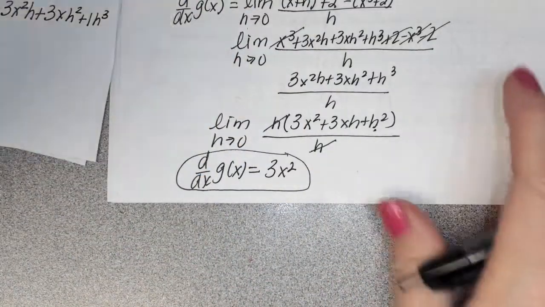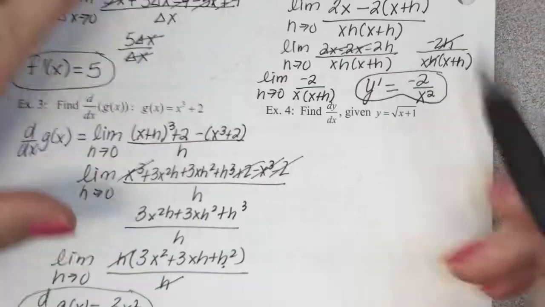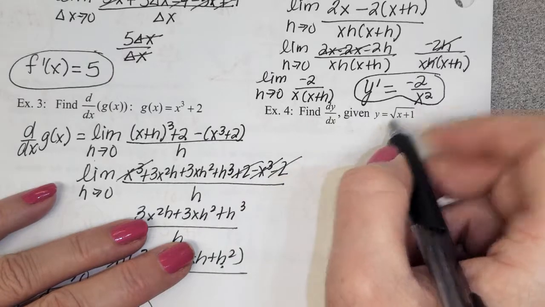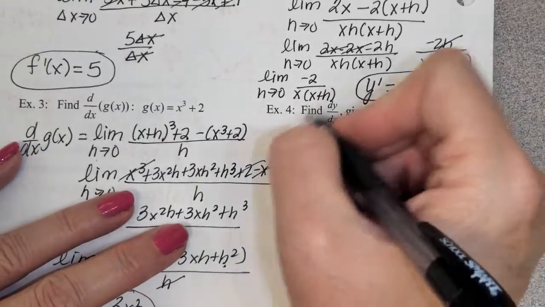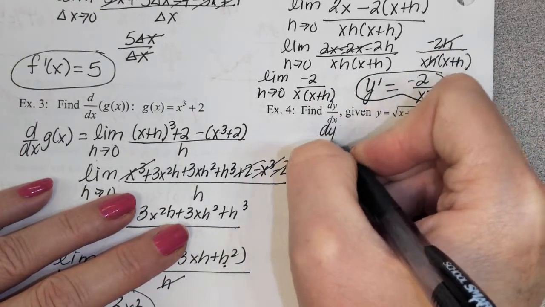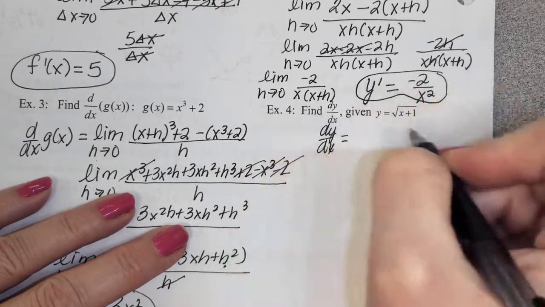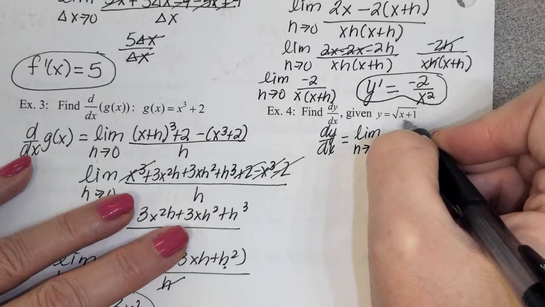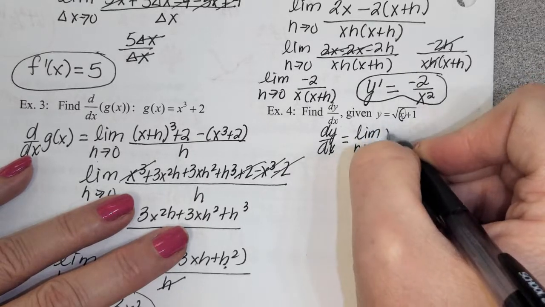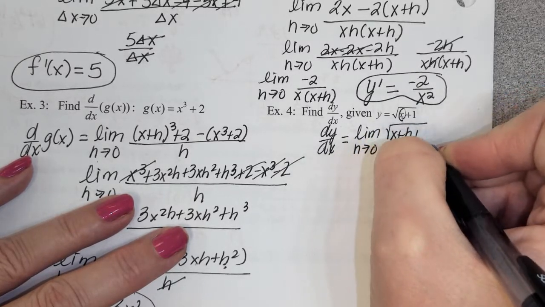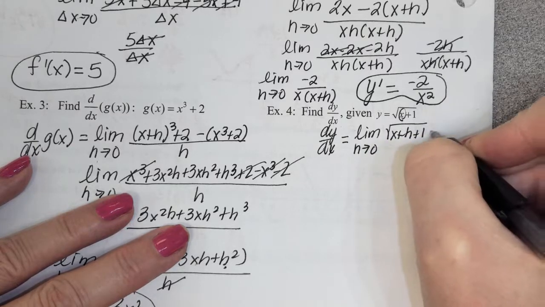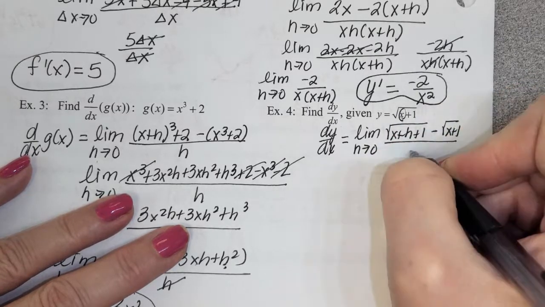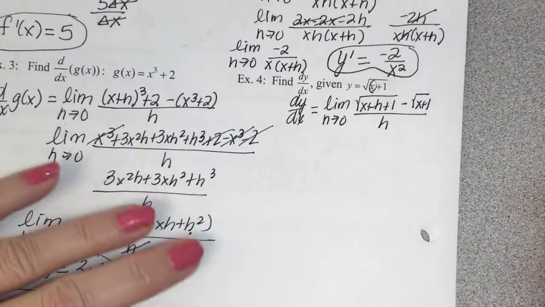All right, let's go on to the next one. Toughest one, but we're going to stop here. Find dy dx, that's another way of saying finding the derivative. So, dy dx is going to be equal to the limit as h approaches 0. Everywhere I see an x, I replace that with an x plus h, minus f of x. That's going to be our first step.